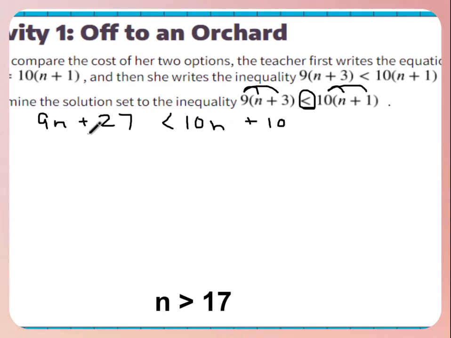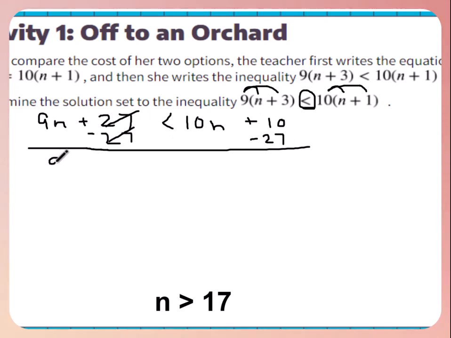All right, I'm going to follow the steps that we've been taking, moving the constants to the right. So I'm going to subtract 27 from both sides, and I'm going to line up the 27 that I'm subtracting from the left and the right. On the right-hand side, I'm going to line it up underneath that constant 10. On the left-hand side, 27 minus 27 is 0. Bring down the 9 times n, it's 9n. Bring down the less than symbol. Bring down the 10n. And then 10 minus 27 is negative 17.